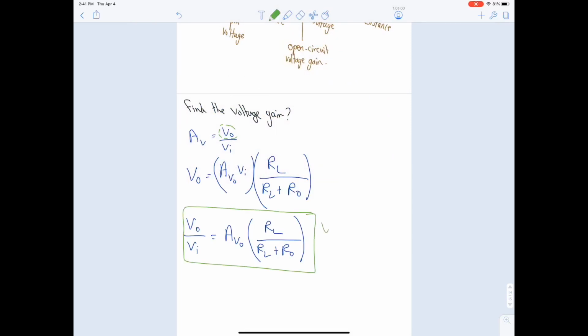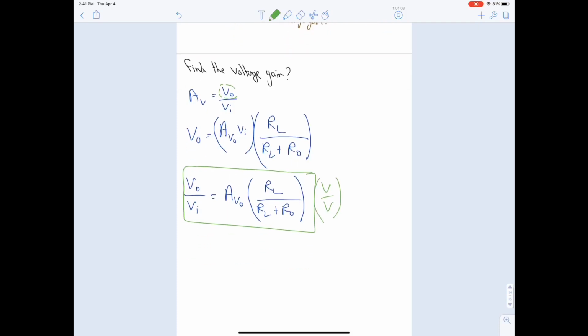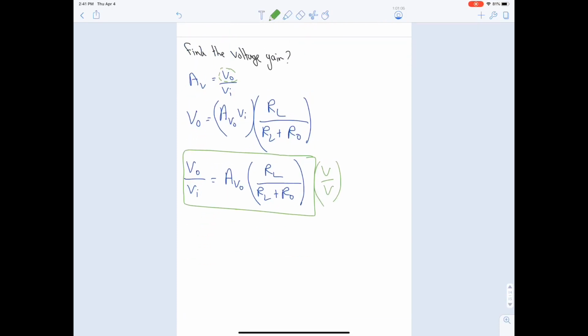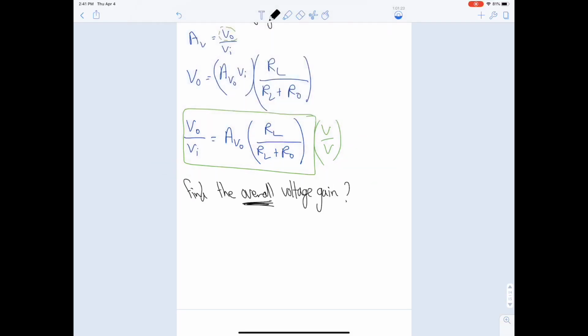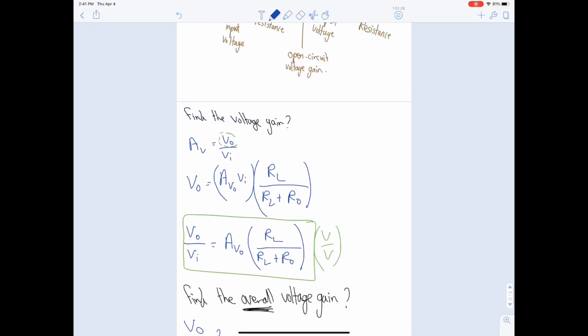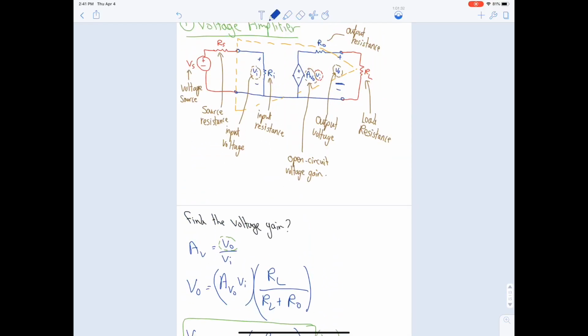What is the unit? It's V over V. Okay, now if he asks me to find the overall voltage gain, now the requirement is something else. Why? Because he asked me for the overall. What is the overall? Overall is V naught divided by Vs. The voltage gain by itself is only V naught divided by V input, but now he wants V output divided by the Vs. You see the difference? This is the overall.